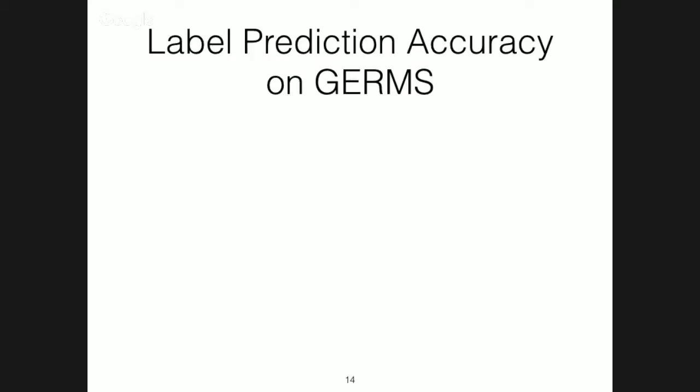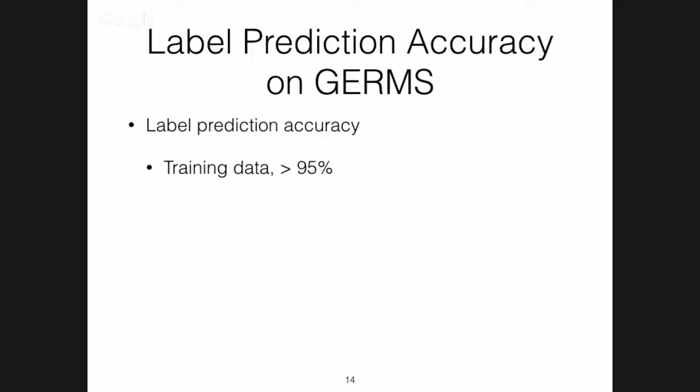So how are the results? The label prediction accuracy on the training data is more than 95%. So it means that it learns the training data. The network learns it. That's fine. It means that the small image, the 64 by 64, is good for training.